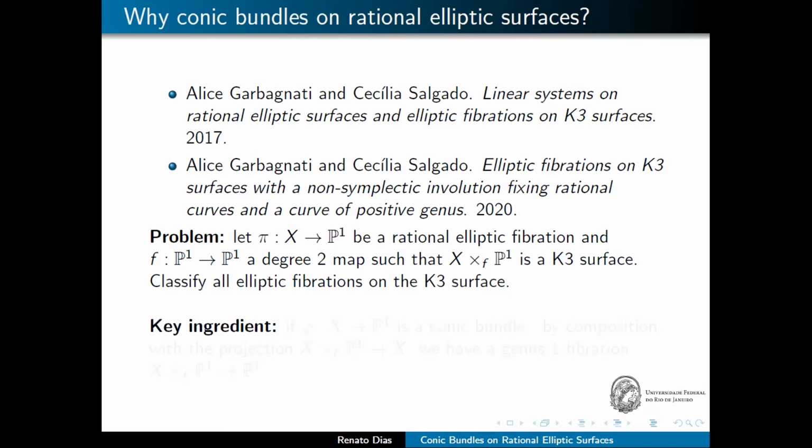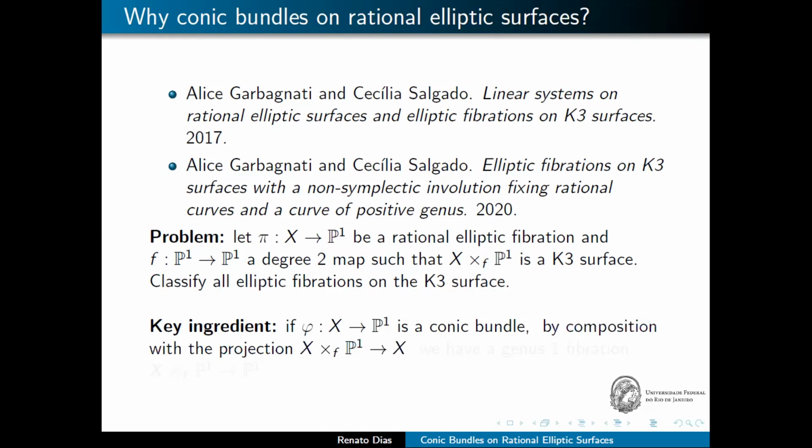And the key ingredient here is that if phi is a conic bundle on X, when we compose it with this natural projection from the base change, we get a genus 1 fibration, which in many instances has a section, and this came from a conic bundle. So if we know conic bundles on X, we can possibly get new elliptic fibrations for the K3 surface.